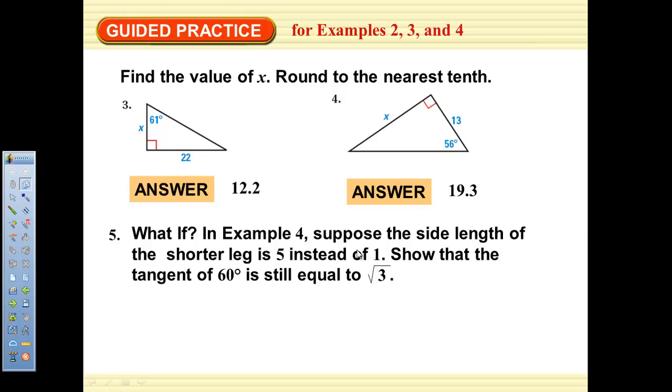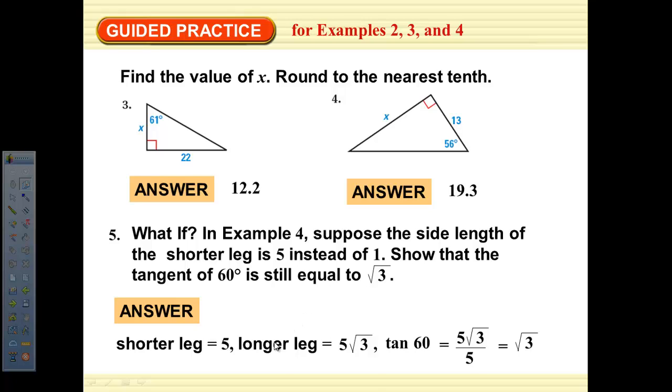It says, what if in example 4 the side length of the shorter leg is 5 instead of 1? We want to show that it's still equal to square root of 3. Well, if the shorter leg was 5, then the other leg would be 5 rad 3. So we would get 5 rad 3 over 5, and we would still get rad 3 there.